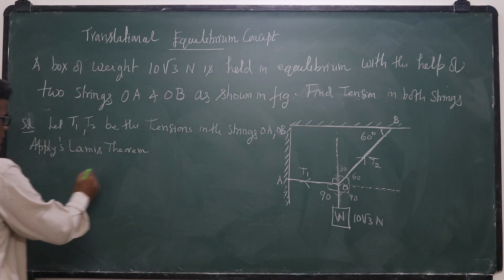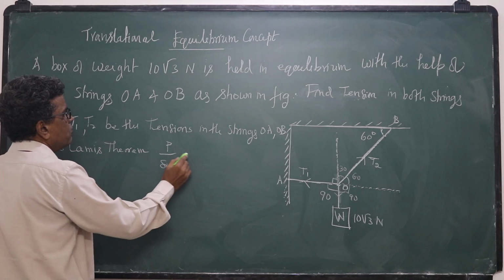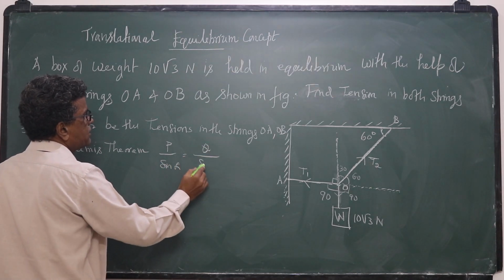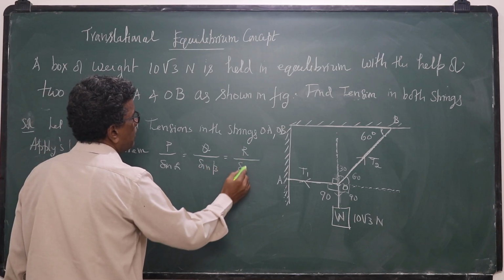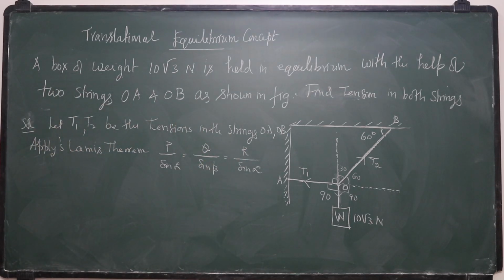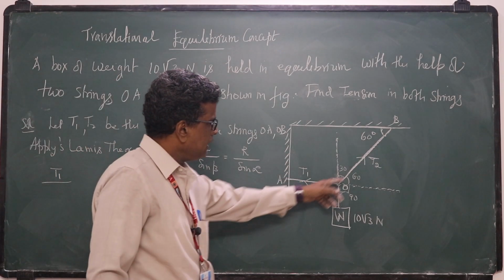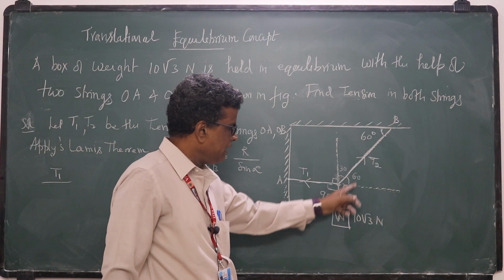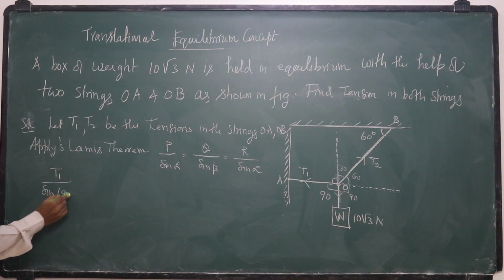Now apply Lami's theorem. What is Lami's theorem? P by sin alpha is equal to Q by sin beta is equal to R by sin gamma. So P I assumed as T1. What is the opposite angle for T1? The angle between T2 and W, 90 plus 60, so sin(90 plus 60).